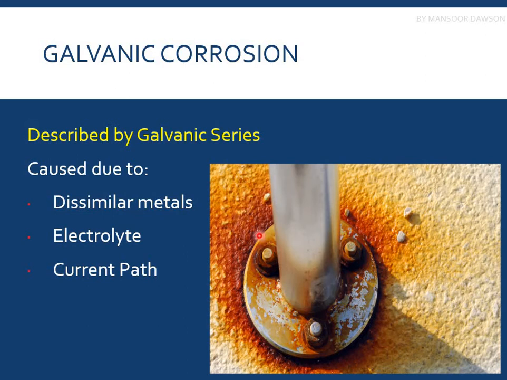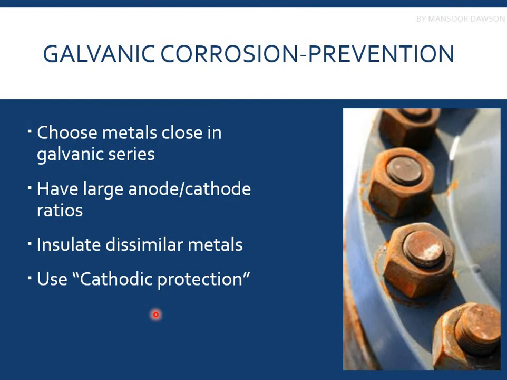So for electrolysis, the four things required are the cathode, anode, the current path, and the electrolyte. If all of them are present, there would be galvanic corrosion. So how can you prevent it? You should stop using dissimilar metals, or you should choose metals that are very close in the galvanic series, as I discussed.